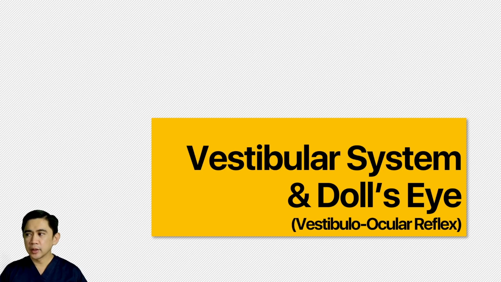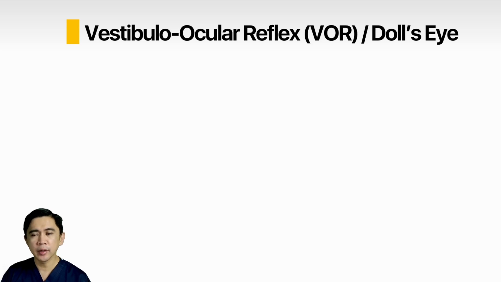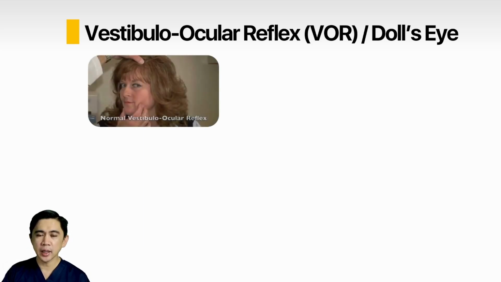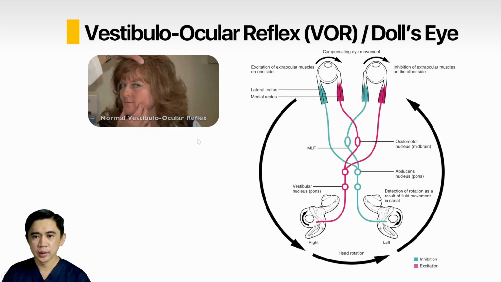Now let's talk about the vestibular system and Bell's eye. Bell's eye, if you can recall, is what we call the vestibulo-ocular reflex, or VOR. Now to review the VOR or Bell's eye, whenever we fix our sight on an object and we turn our head to either side, our eyes will turn the other way. This is represented by this diagram. The arrows over here will represent movement of the head.